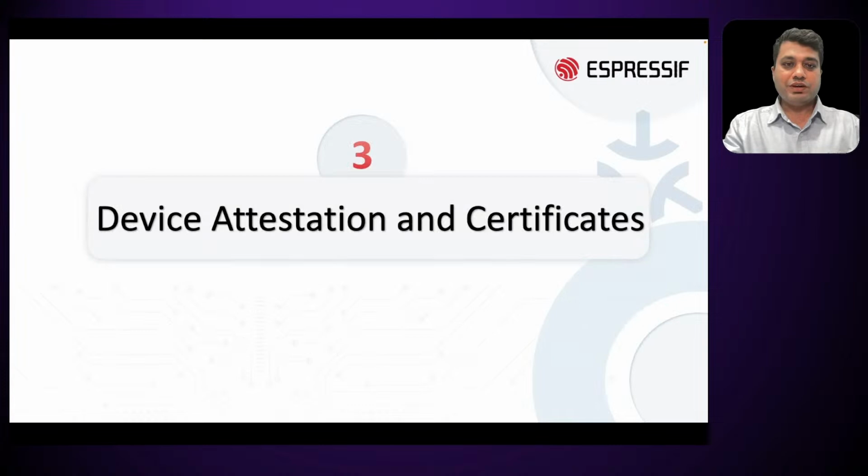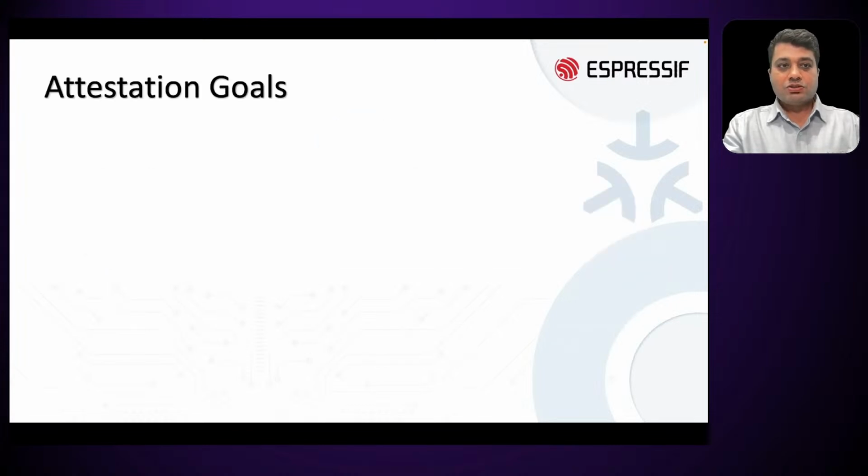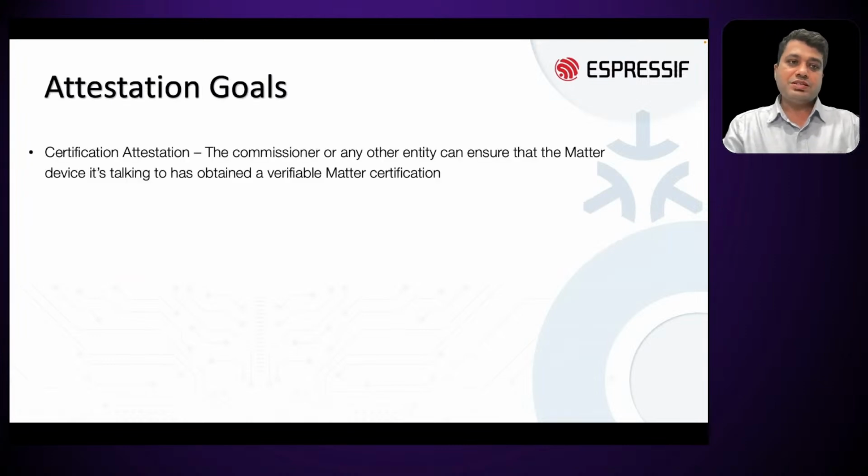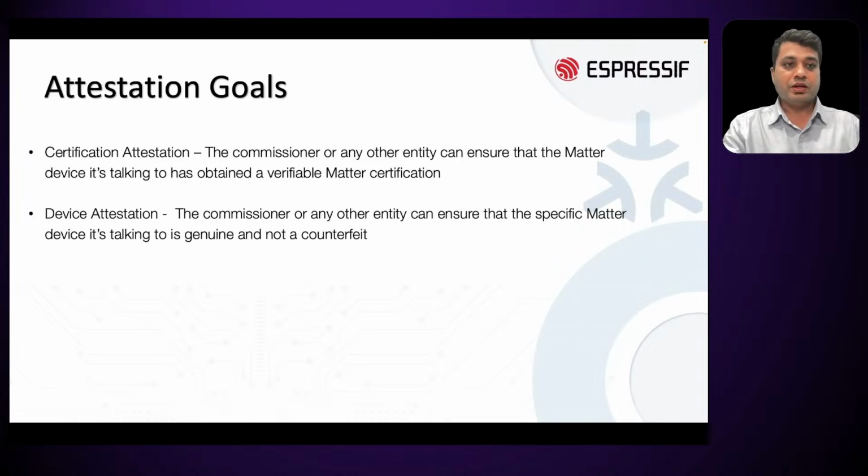Now let's talk about device attestation and certificates. In the case of the Matter specification, there are certain attestation goals. The first one is the certification attestation. The commissioner who is commissioning the Matter product, or any other entity, should be able to ensure that the product it is talking to has obtained a valid and verifiable Matter certification. Then the next is device attestation. The commissioner or any other entity should be able to ensure that the Matter device it is talking to is indeed a genuine Matter device and not a counterfeit device.